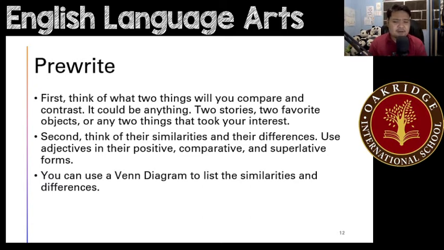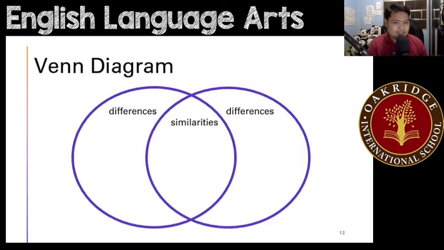When you've thought of that, think of their similarities and differences. Use adjectives in their positive, comparative, and superlative forms, okay? But in this case, since it's two things, you're going to use their comparative forms, right? You can use a Venn diagram to list the similarities and differences. How does a Venn diagram look like?